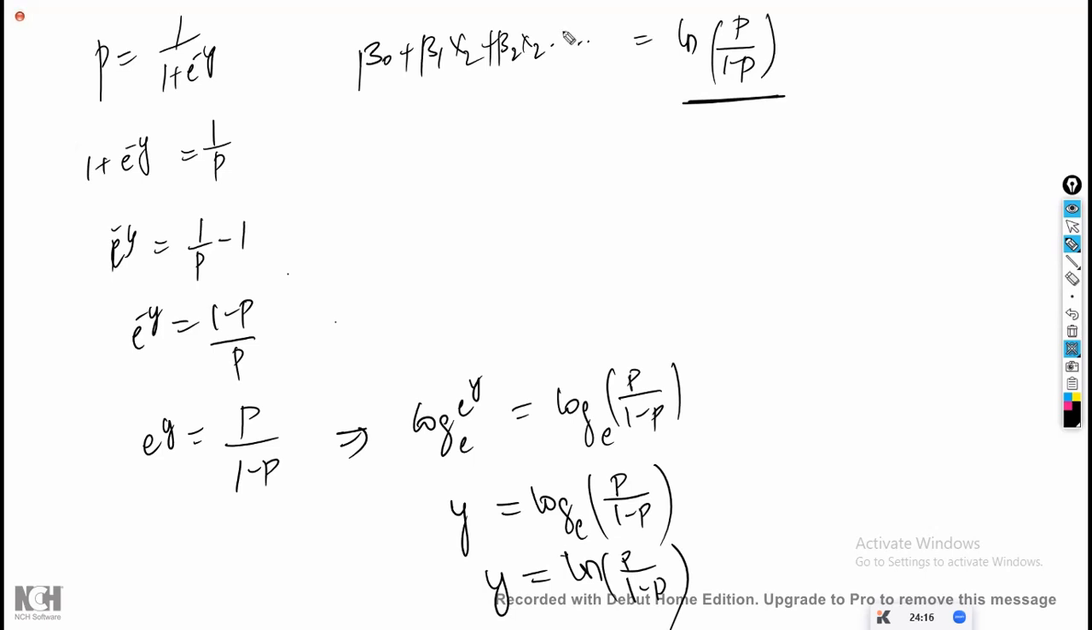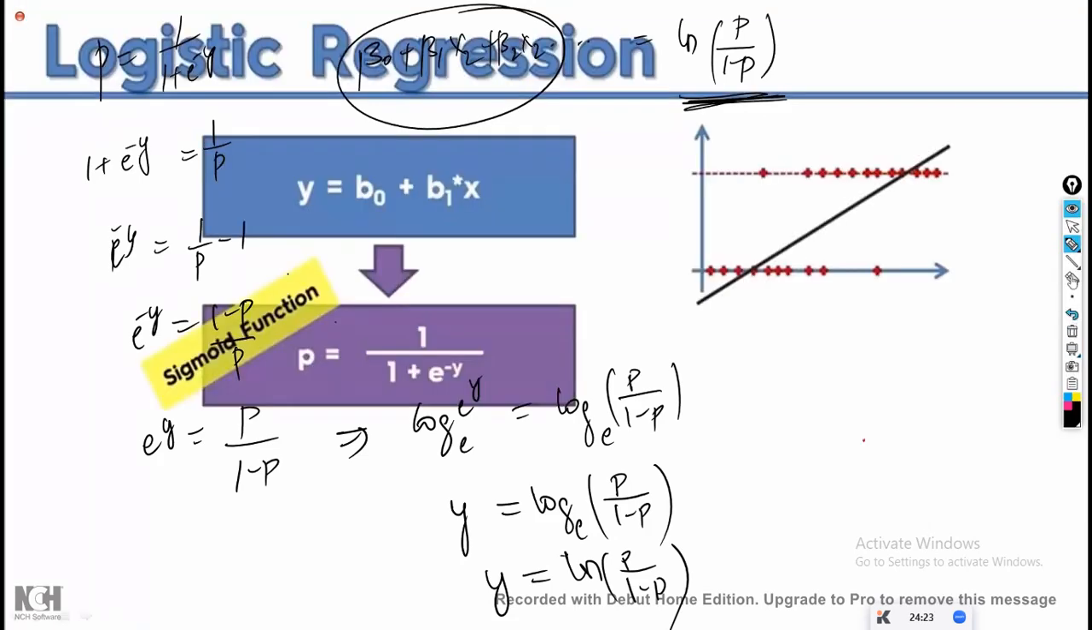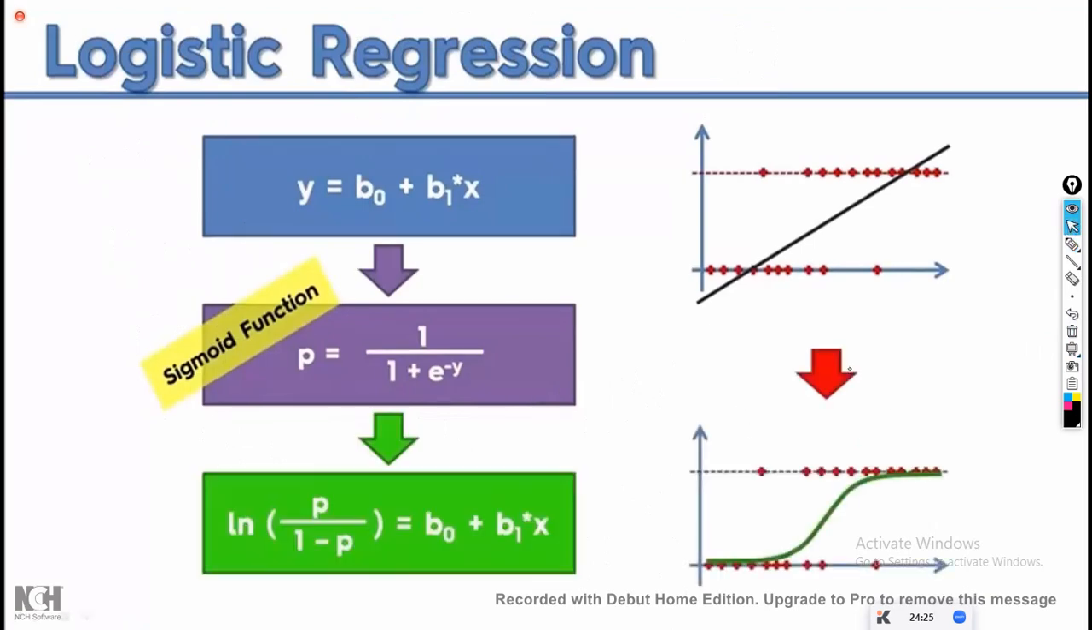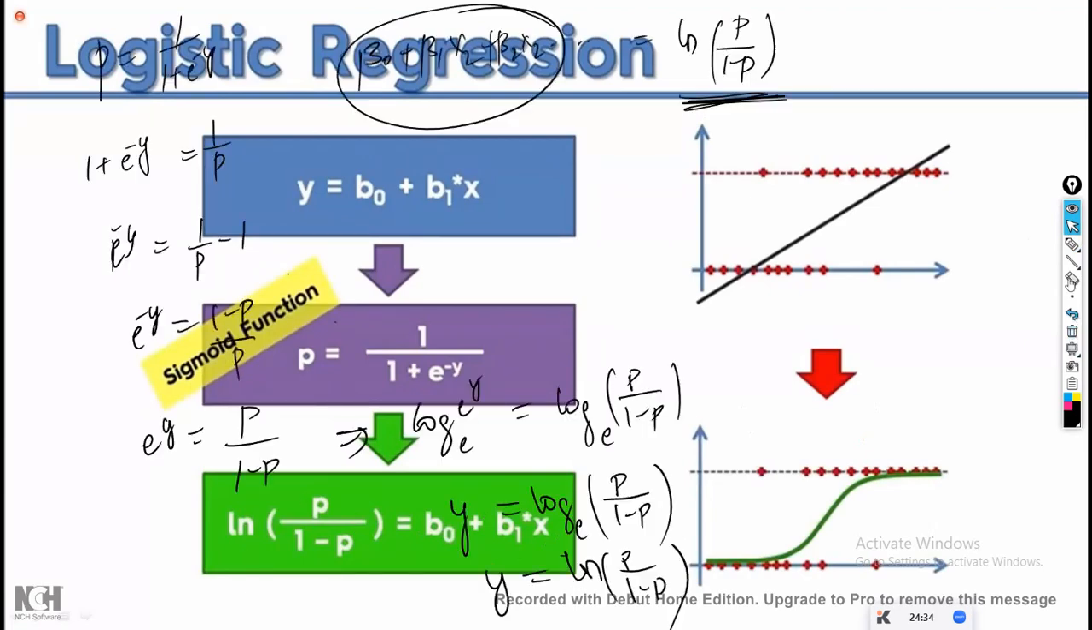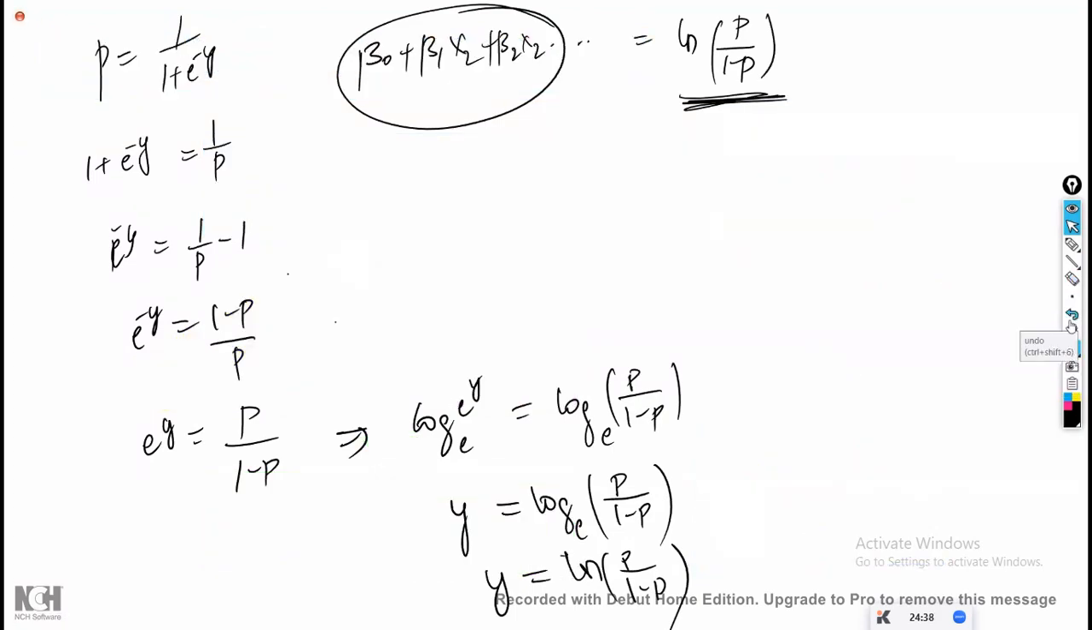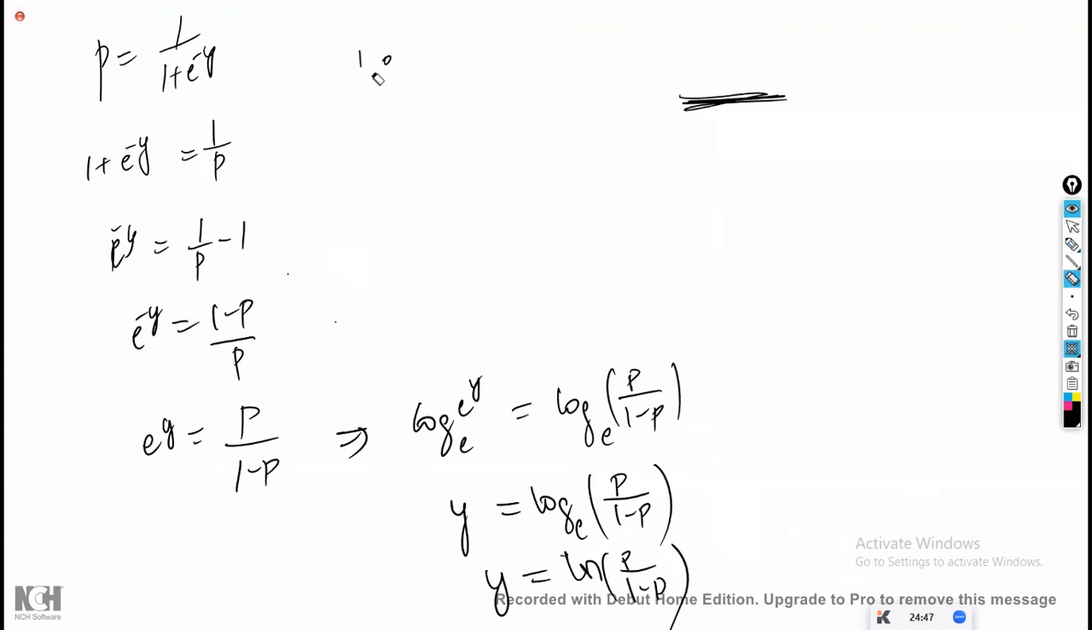So the beta naught values are calculated based on the probability values. Is that clear, guys? So how you have got the equation, that is beta naught plus beta 1x is equal to ln of P divided by 1 minus P. This equation you have got from this one. It is just an expansion of the equation only, an expansion of the sigmoid function, nothing else. Is that clear? If you want, you can write the equation.